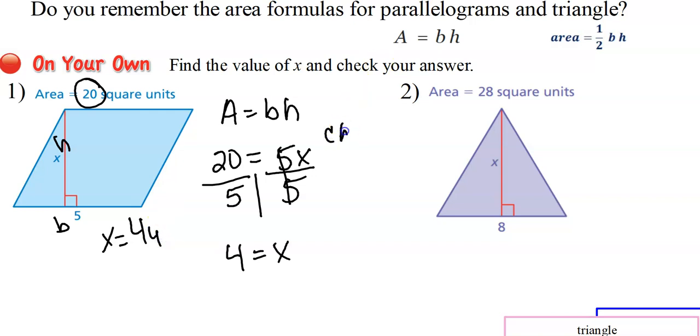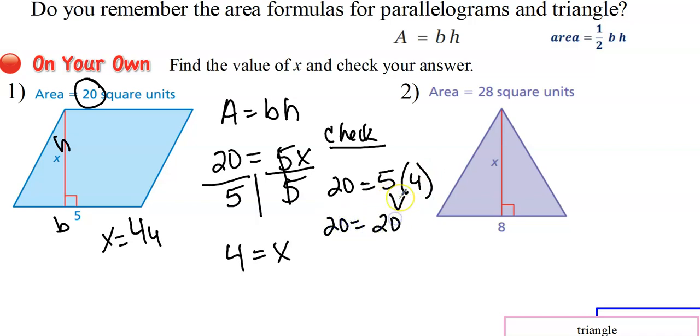And then I'm going to check by substituting in the value of 4. So I get 20 equals 5 times 4. And then, of course, I want to do the math on the right side, even though it seems silly. You're trying to prove that the left side and the right side are equivalent. And that's how I know that the value of 4 makes the equation true. You have to do all the math on both sides.